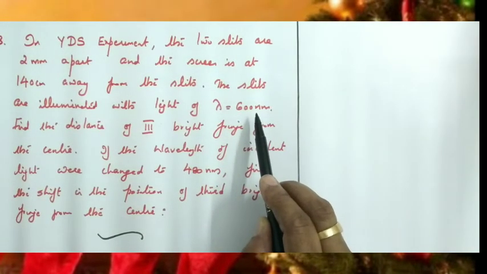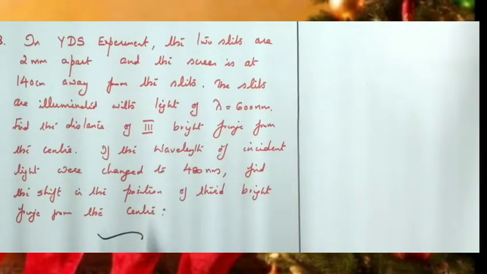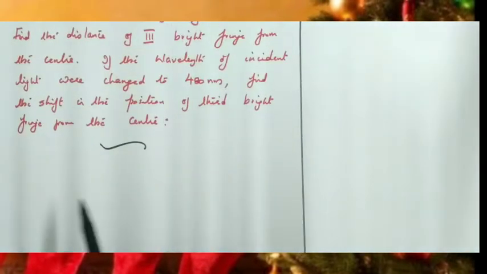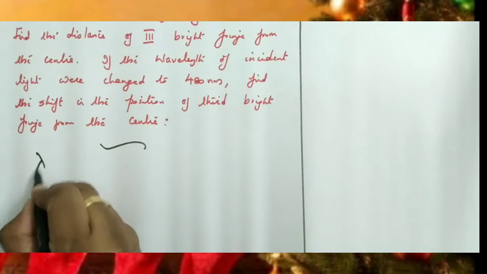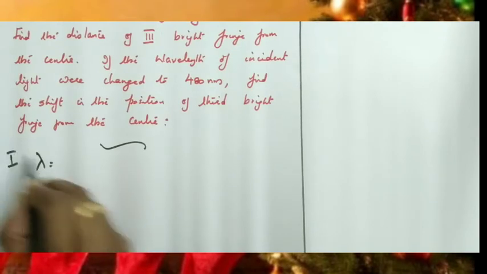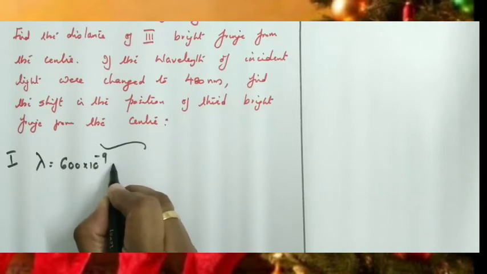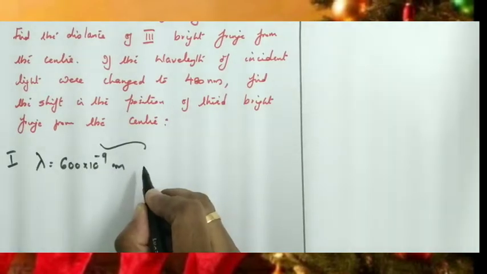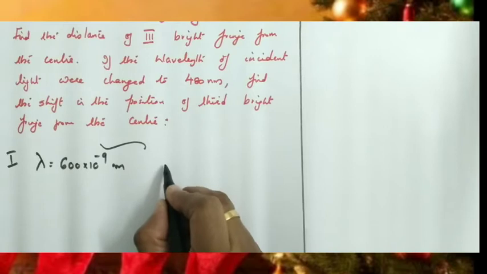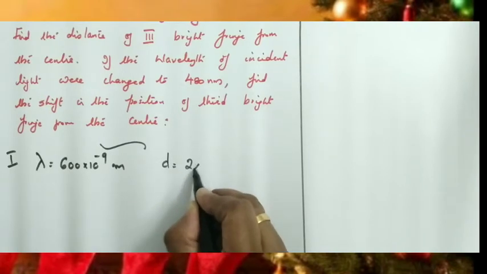Okay, 600 nanometer, we have to find out the distance of the third bright fringe. So what are the values given? Here given lambda first case. Okay, first case lambda is equal to 600 nanometer, we can convert to meter. Then two slits are 2 millimeter apart. So small d is equal to 2 millimeter.